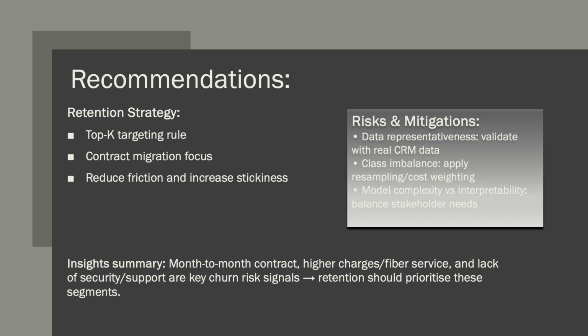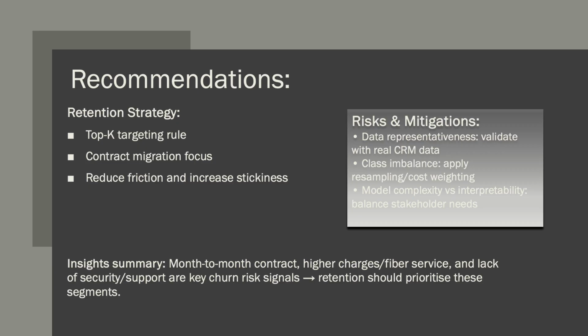To develop a budget-aware retention plan, the key idea is to focus limited resources on the customers most likely to churn. The first recommendation is to apply a top K targeting rule for each billing cycle: rank the customers by churn probability, and contact only the highest risk group within capacity. Meanwhile, prioritize contract migration. Month-to-month customers show a higher churn risk, so targeted upgrade offers can move them to longer contracts and increase commitment. Moreover, reduce friction and increase stickiness.